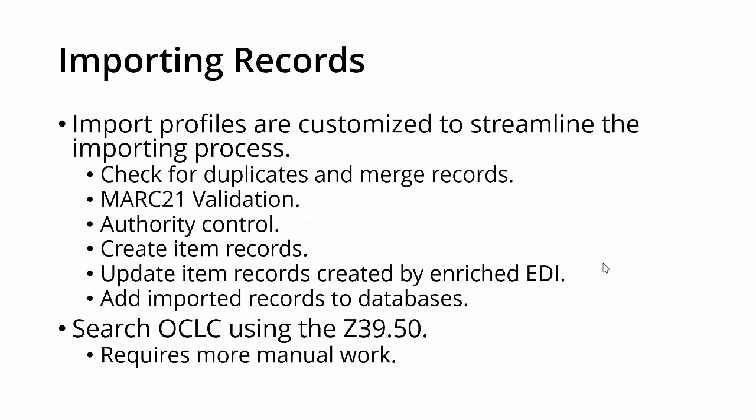Records can be imported into the client in two ways. The most efficient way is to set up the import profiles in the Import Manager. Import profiles can be customized to streamline the cataloging and acquisitions process. Import profiles can be configured to check for duplicates and merge records, validate MARC 21, validate the authority headings, create item records, update item records created by enriched EDI, and create record sets.